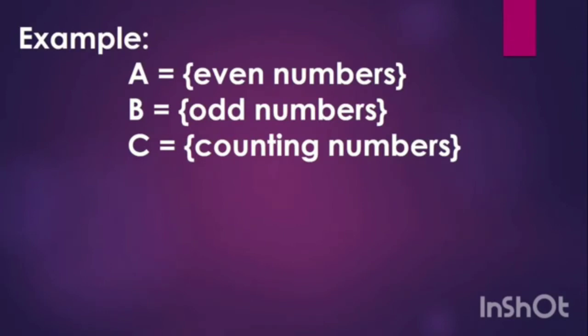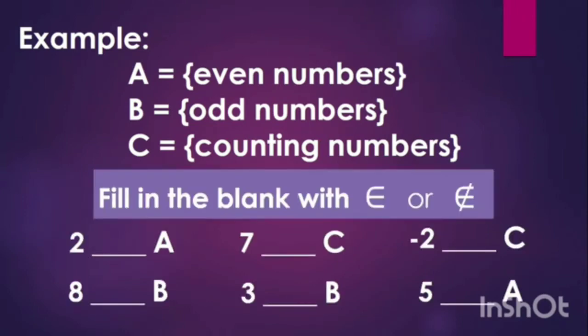Okay, let's have more example. I have here set A, even numbers, set B, the set of odd numbers, set C, the set of counting numbers. Okay, so kagaya nga ng sinabi ko kanina, even numbers, 2, 4, 6, odd numbers, 1, 3, 5, 7, and set C, counting numbers, starts with 1.